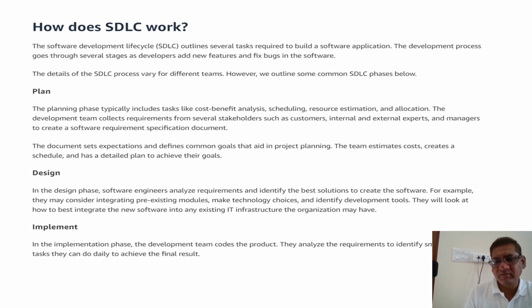Here we can see the first stage is plan. The planning phase typically includes tasks like cost-benefit analysis, scheduling, resource estimation, and allocation. The document sets expectations and defines common goals that are in project planning. The team estimates cost, creates a schedule, and has a detailed plan to achieve their goals.